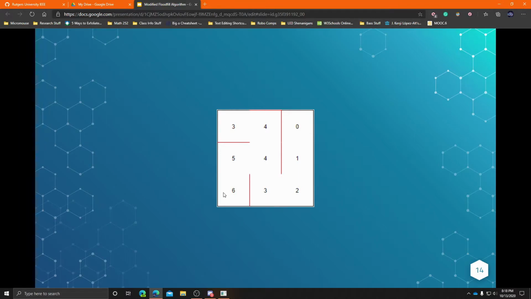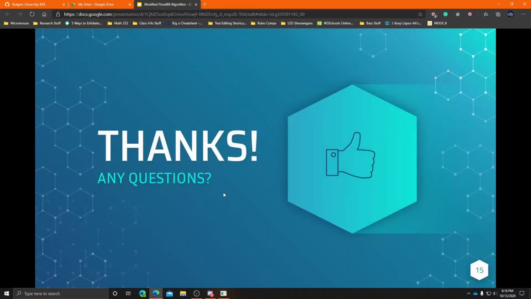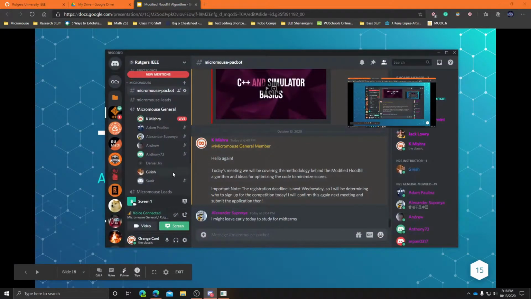It might not be the most optimal path at first. You're going to have to take a run back to the starting point in order to find the shortest path. And the number of runs you'll need to take depends on the type of maze you're facing. Okay. So yeah, that's the basics of Floodfill. Again, not very complicated. So are there any questions?